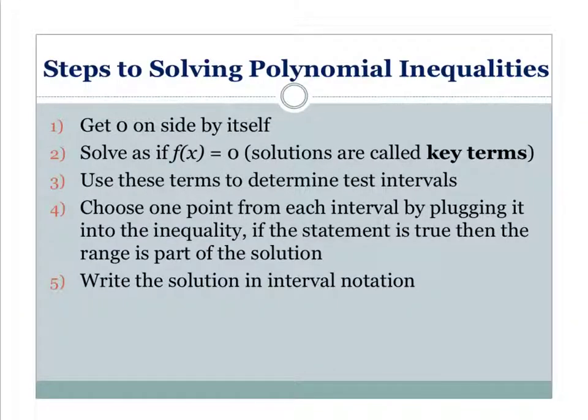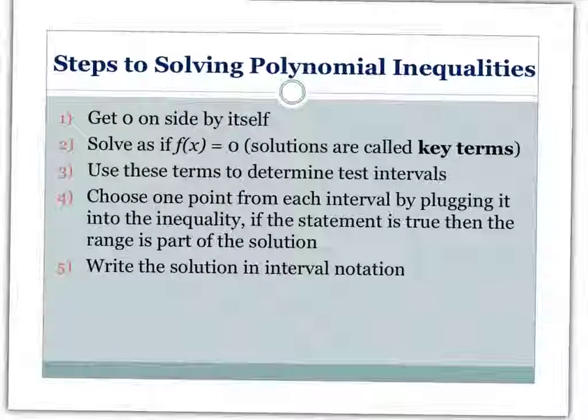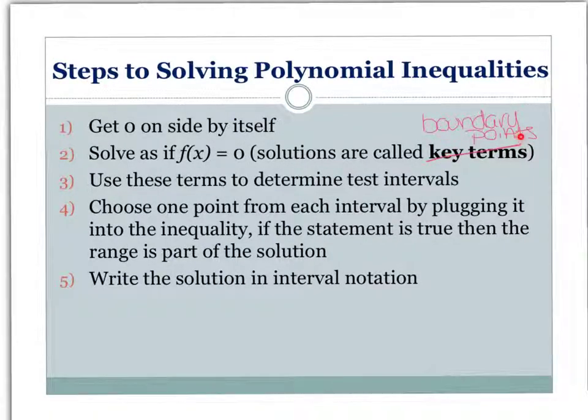Okay, and your notes say the following. You want to get 0 on one side by itself. You're going to solve as if f of x is equal to 0, and the solutions, I like to call them boundary points. So let's change that: boundary points. Then you're going to use these to determine test intervals, and then choose one point from each interval by plugging it into the inequality. If the statement is true, then the interval is part of the solution. And then we're going to write the solution in interval notation. Please note that it's boundary points that I will be using instead of the words key terms.